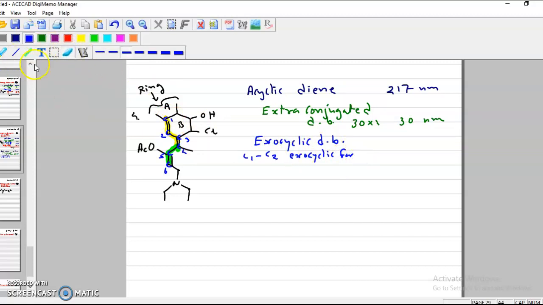Why? Because C1 is in the A ring, but C2 is not in the A ring. That's why it is exocyclic for the A ring. Okay. Is there any other exocyclic? Yes. C3, C4. The C3, C4 bond is exocyclic for the B ring. Why? Because C3 is in the B ring, but C4 is not in the B ring. C5, C6 is not exocyclic. So there are a total of 2 exocyclic double bonds. So 2 into 5, we will take 10 nanometer for the exocyclic double bonds.